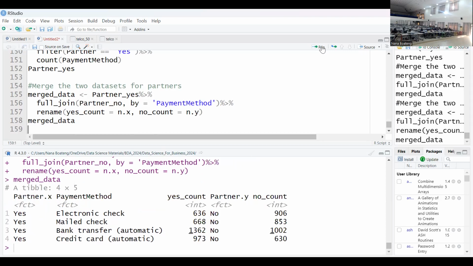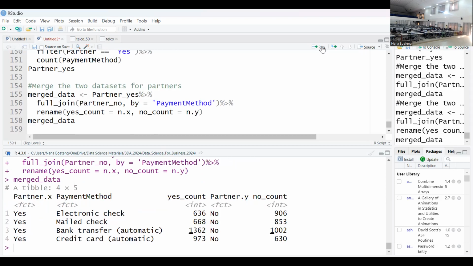So now it's making much more sense. So we have the yes count, those with partners, okay, and those without partners, no. All right. Any questions on this?